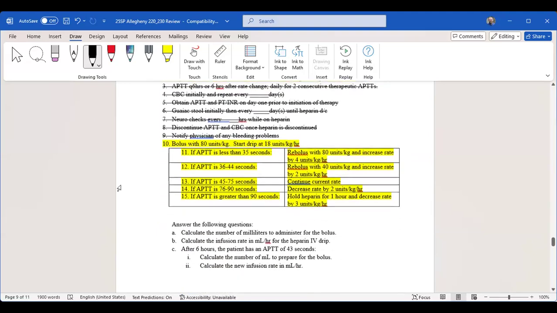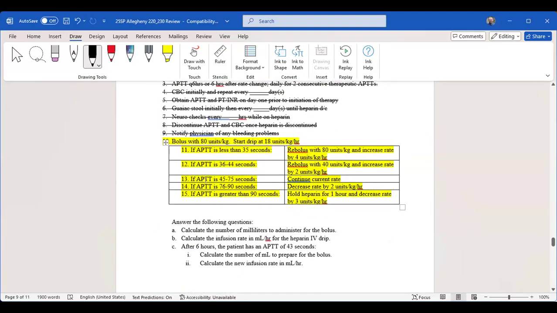Okay. The steps 11 through 15 are blocked off intentionally because they're just there to tell you, after you've gone through the initial infusion, these are the adjustments you might need to make. So like here, you'll see it says to rebolus with 80 units per kilogram, and then to increase the infusion rate by 4 units per kilogram per hour. And I'm going to show you how to use that information and what to do with that here in just a moment.